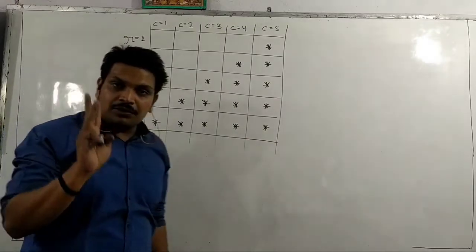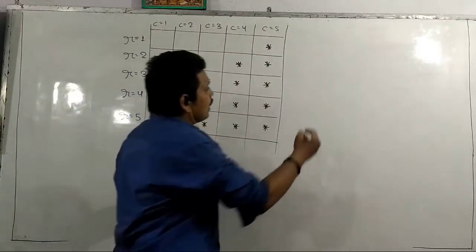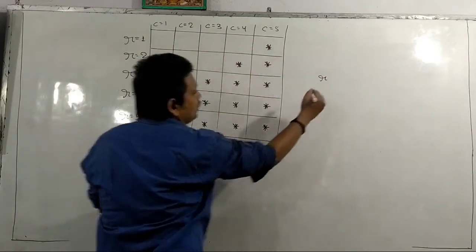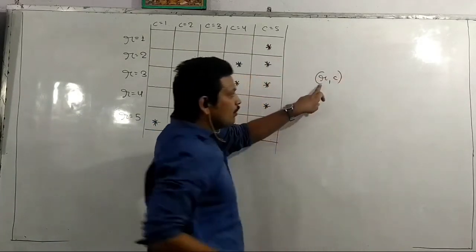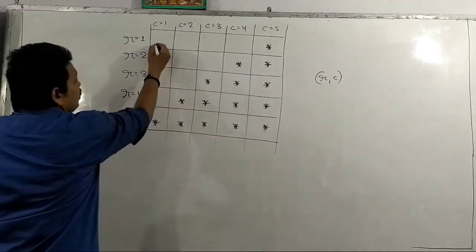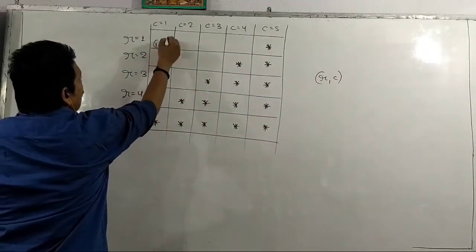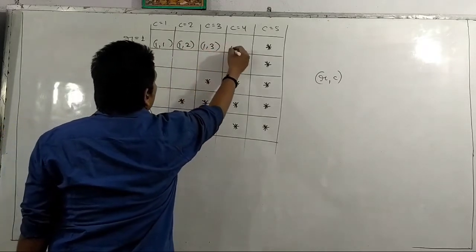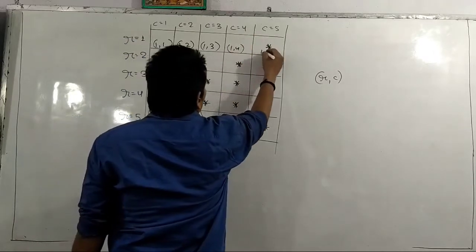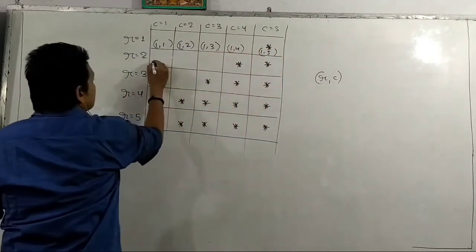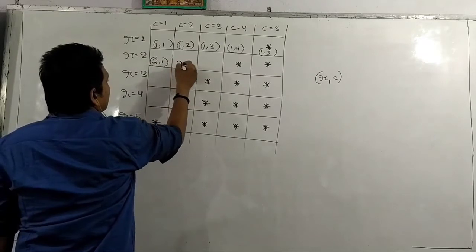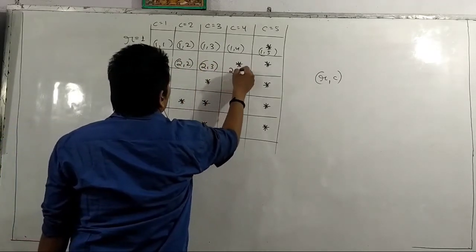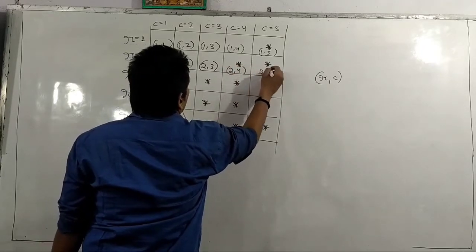Now, step number 3. I will write the location of the grids in terms of R and C. So, this is first row, first column. This is first row, second column. First row, third column. First row, fourth column. First row, fifth column. This is second row, first column, second row, second column, second row, third column, second row, fourth column, second row, fifth column.